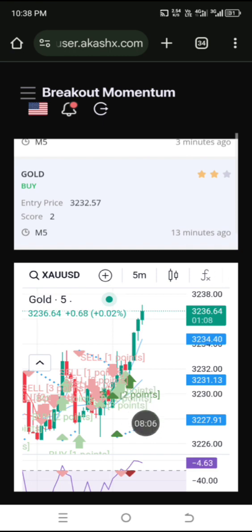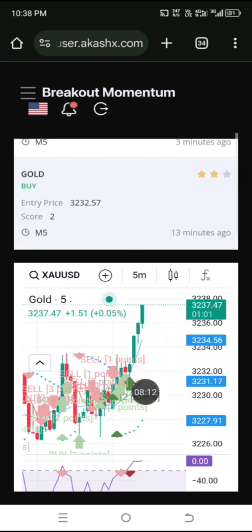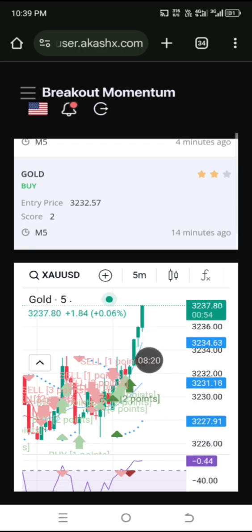Now, this exponential moving average, if you are looking to buy, if the signal is a buy signal, what you should expect is to see price at the top or above the exponential moving average. That validates the signal. The entry price the scanner has quoted should be seen above the exponential moving average. All right.